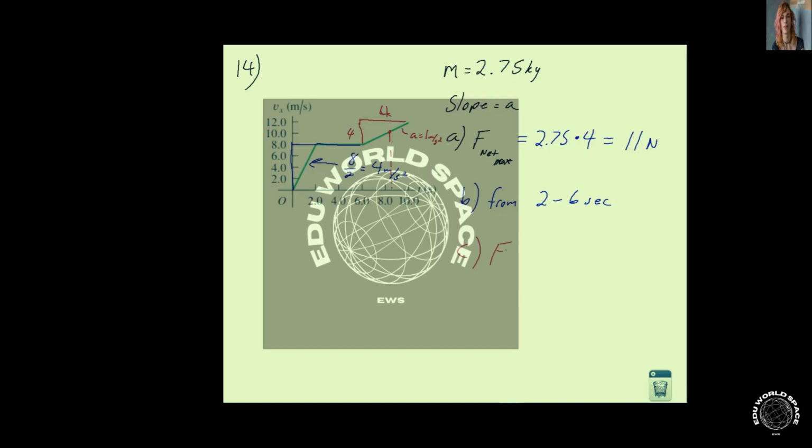If F equals ma, then that's equal to the mass of the cat, 2.75, times the acceleration, which is 1, so 2.75 newtons. Super duper important that you remember that the slope of a velocity versus time graph is the acceleration.